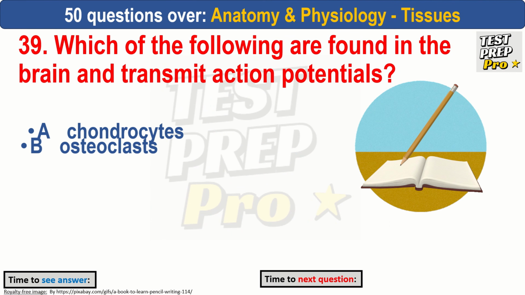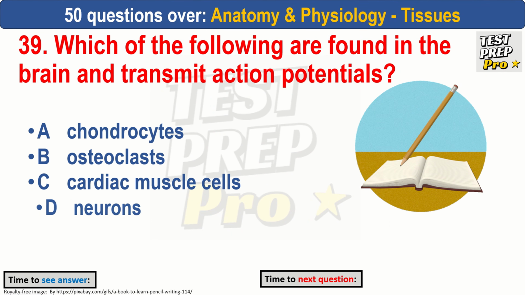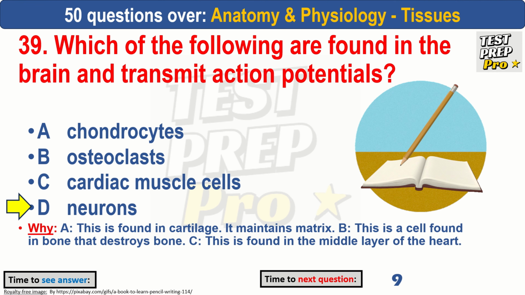Which of the following are found in the brain and transmit action potentials? Is it chondrocytes, osteoclasts, cardiac muscle cells, or neurons? The answer is neurons. Chondrocytes, they're cartilage cells. They sit in little pits called lacuna, and they help to support matrix. Osteoclasts, they work to break down bone.